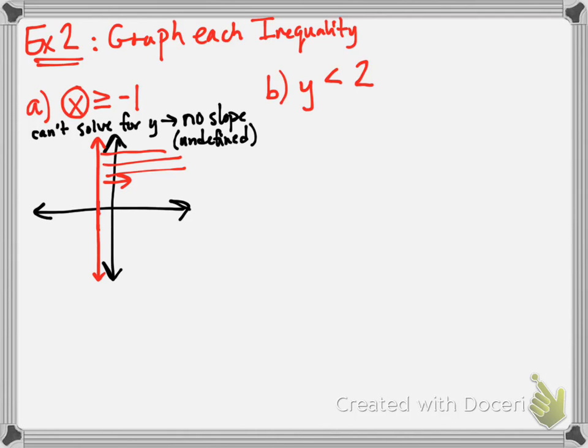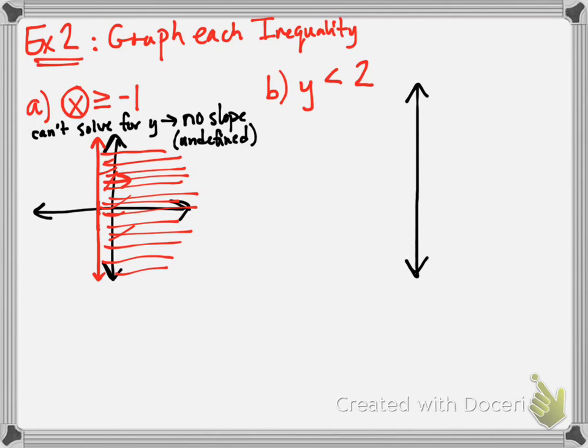And then this is the only time you'll look left or right, because there is no y to compare to. So I'm going to use the x-axis. And which values on the x-axis are greater than -1? Well, 0 is greater, +1, all the positive numbers. So it's shaded on that side.